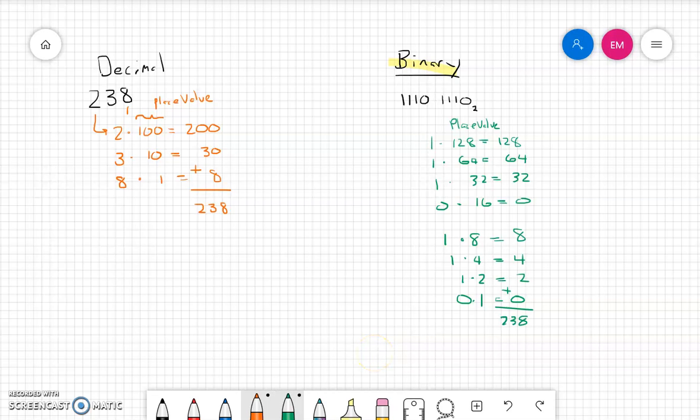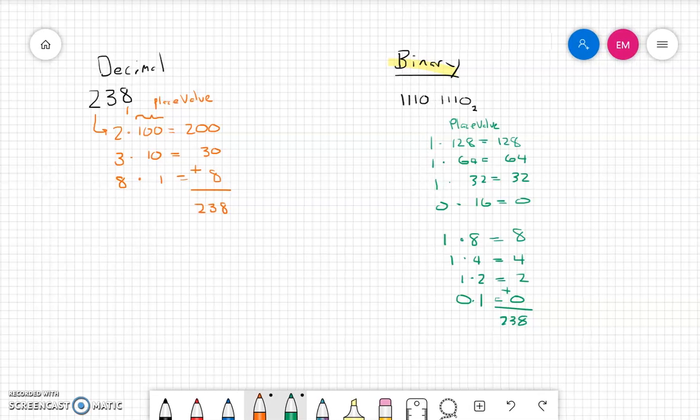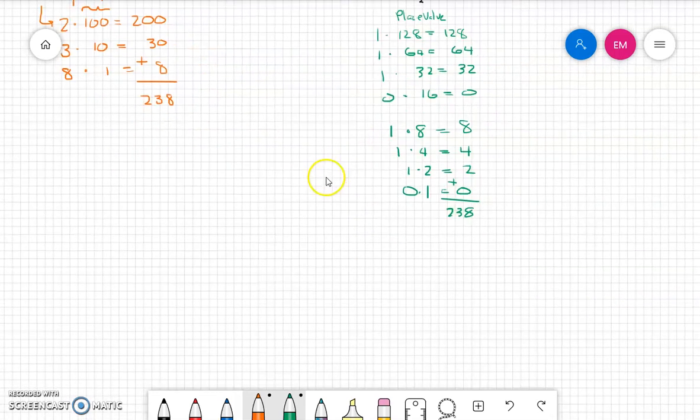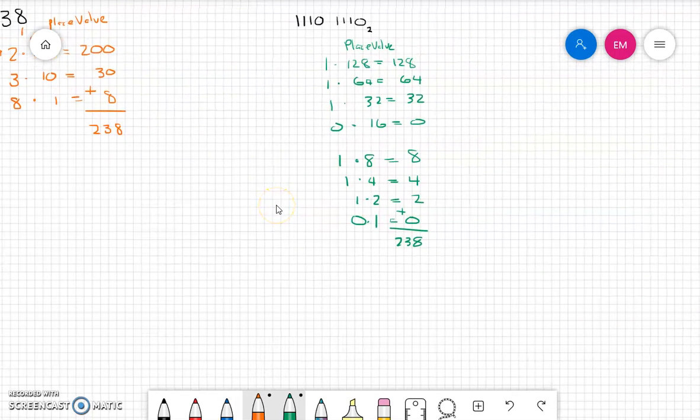238. So maybe it's a surprise to you, but maybe it's not, that the number that we started with, which was in base 2, a binary number, 1110 1110, base 2, is actually equivalent to 238 in base 10, or a decimal number.